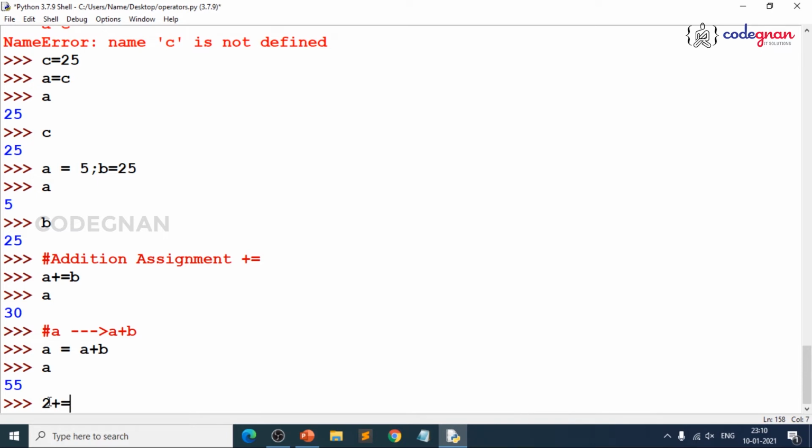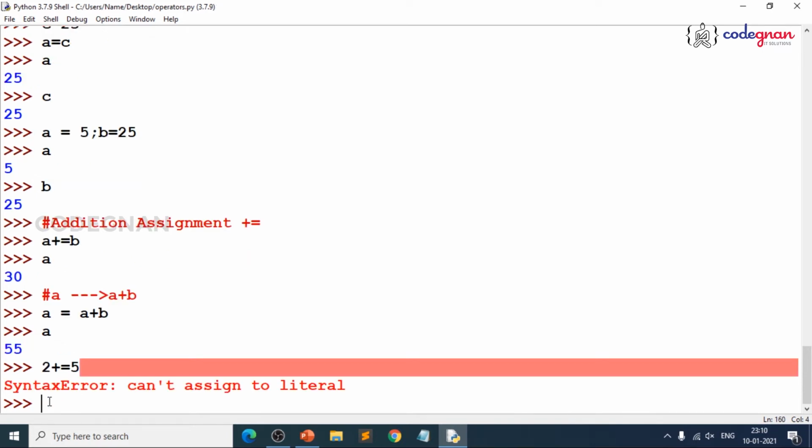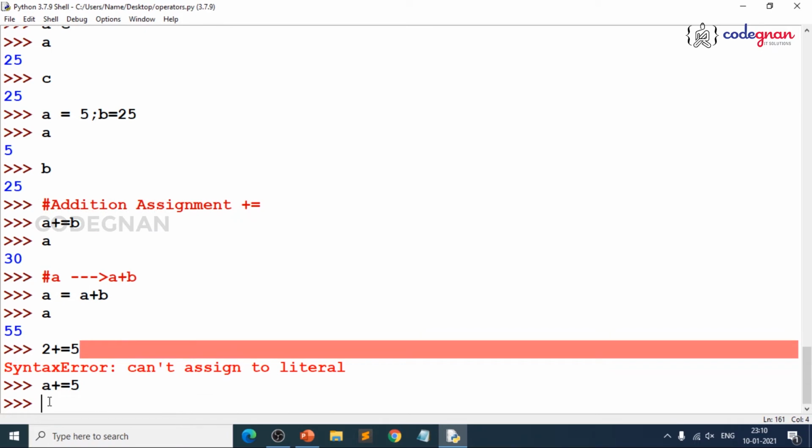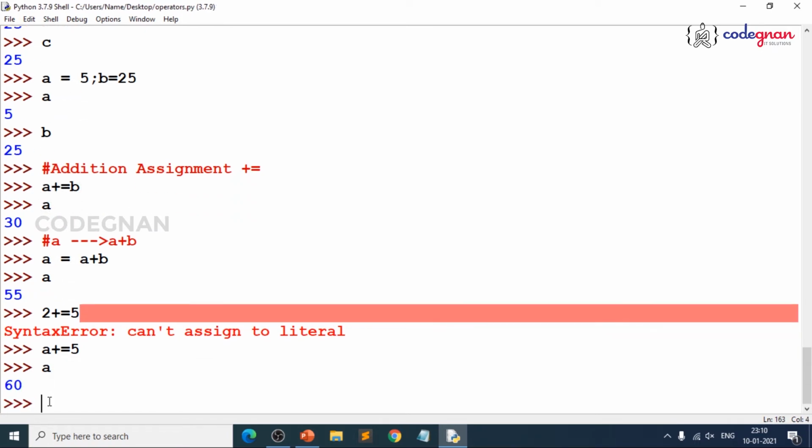That means 2 plus 3 is equal to 5. Can you do like that? No, because you cannot assign to a literal, right? You cannot assign to a number. So don't do that. A plus equal to 5. Now what is A value? 55. So 55 plus 5 is 60.